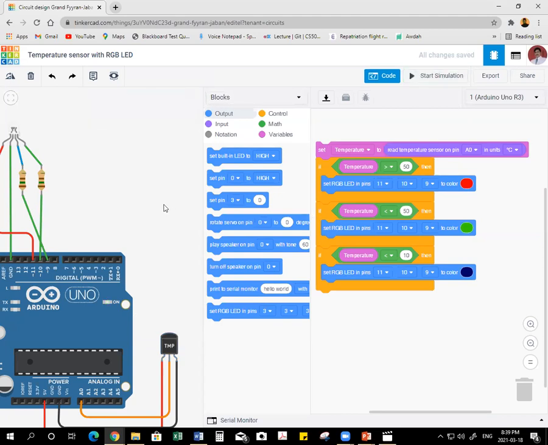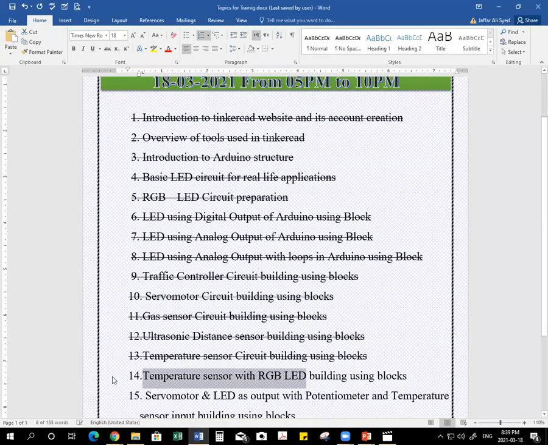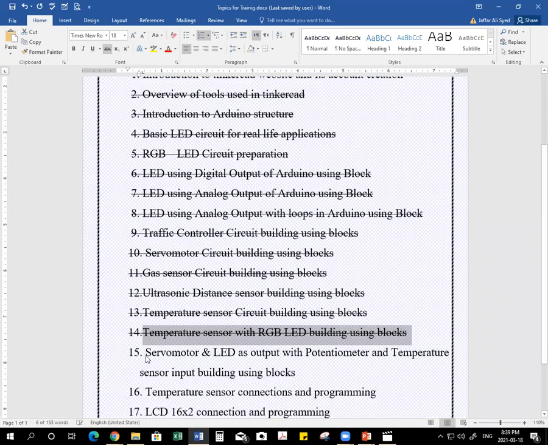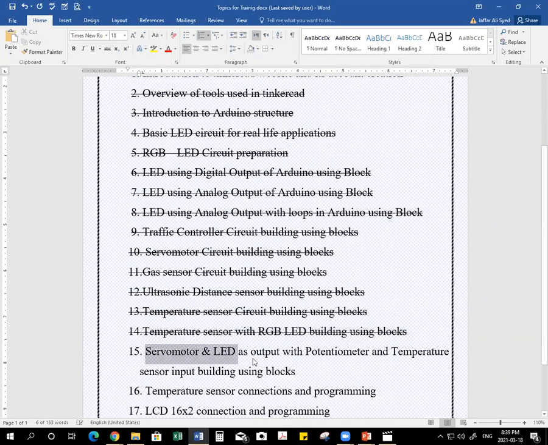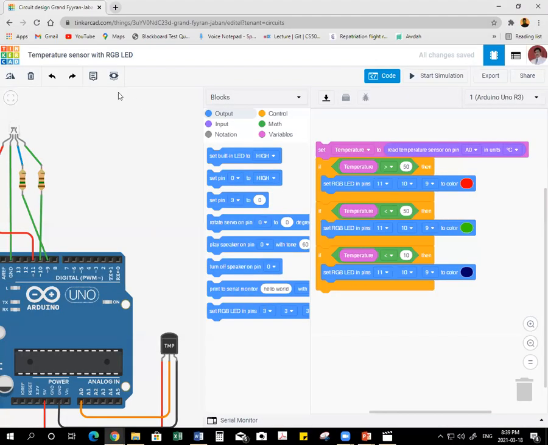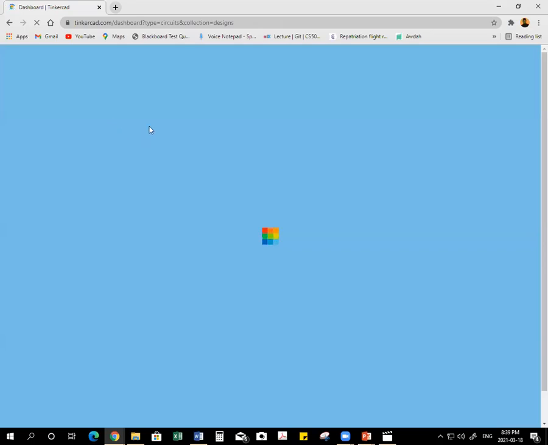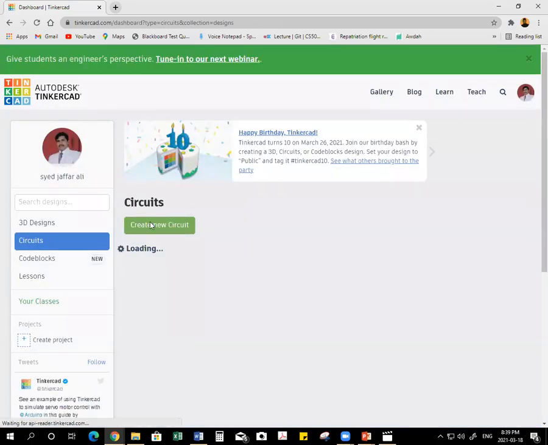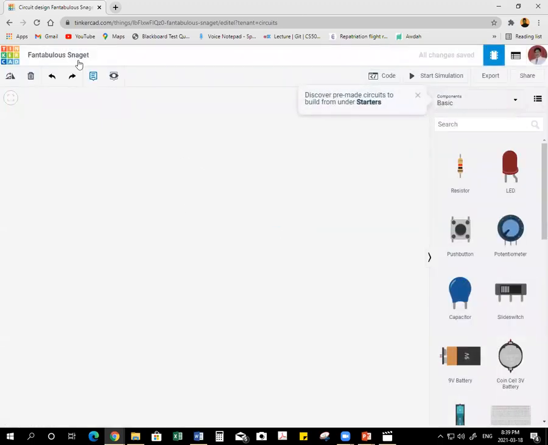Now some more complex, we'll go with the potentiometer. The next one. Another two we have, not much. Okay. Now we have servo, temperature and potentiometer together. We'll enjoy this one. This is the last with block sets. Then we'll go for the programming for LCD.